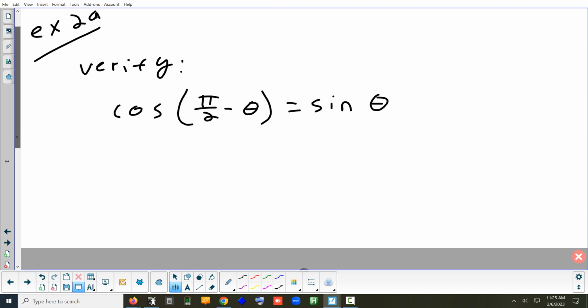Okay, let's try this. This is kind of like a proof from the last section, or a verify, but it's pretty structured in the way it's going to work. It's not like the kind of verify problems we did in the last section, where sometimes you had to think about, should I change the sines and cosines? Should I distribute? There's only one thing you can do here. This is a cosine of a difference. So let's use the formula we just learned on the left-hand side and see what happens.